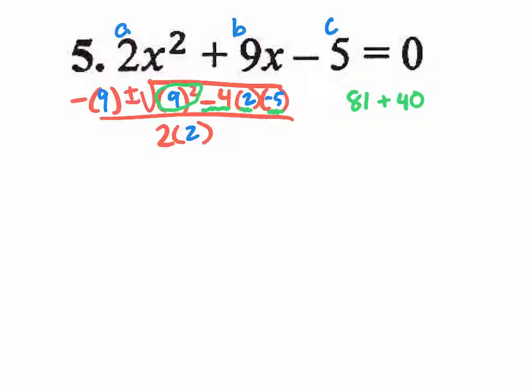So let me rewrite this. I have a negative 9 out here, a plus or minus, the square root. And what's 81 plus 40? That's 121.